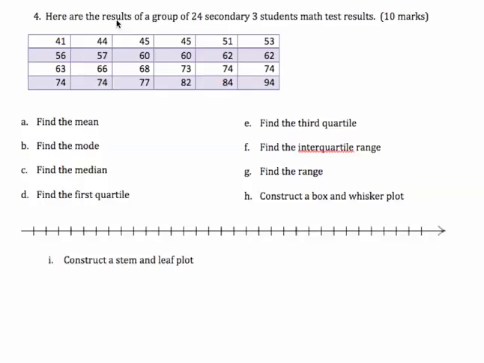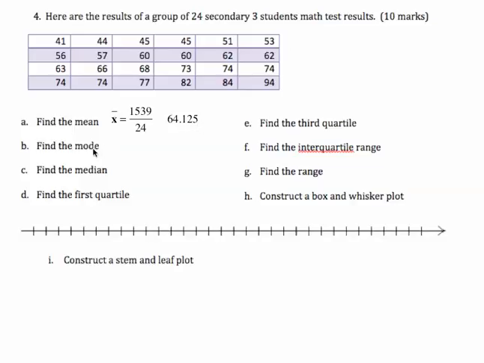Question number 4. Here are the results of a group of 24 secondary 3 students' math test results. This is a 10-mark question. They ask you to find the mean. So what you're going to do is add all these numbers up and divide by the number of numbers, which is 24. If I add them all up, I get 1,539. Divide that by 24, and that gives me 64.125.